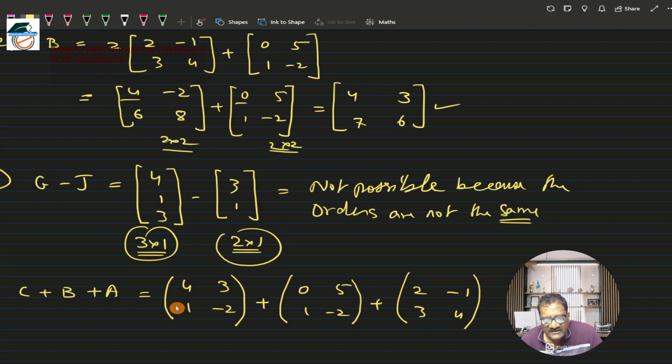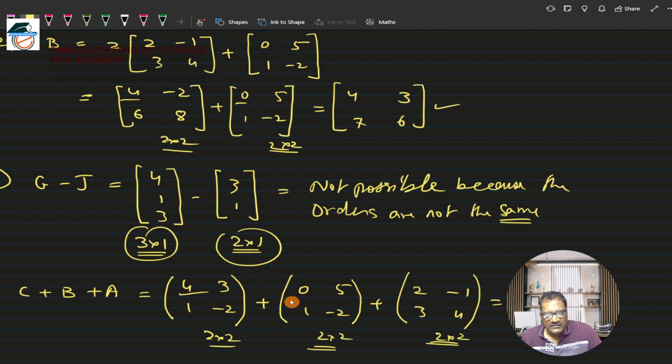Now this is an addition of 3 matrices. As I told you, 2 or more matrices you can always add or subtract, provided the order has to be the same. Here you can see that the order of all the 3 matrices is the same, it is 2 by 2. So the addition is possible. Now what will be the resultant of the addition of these 3 matrices? You have to add the corresponding elements.